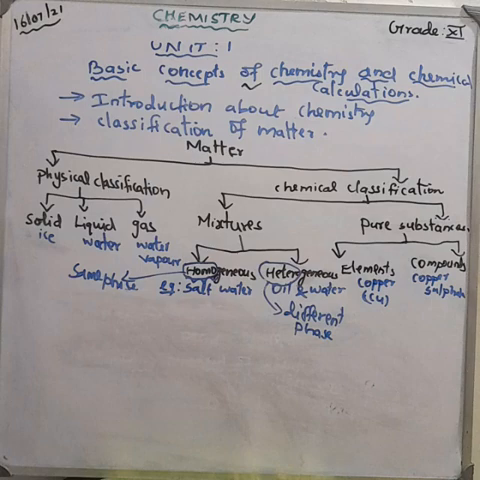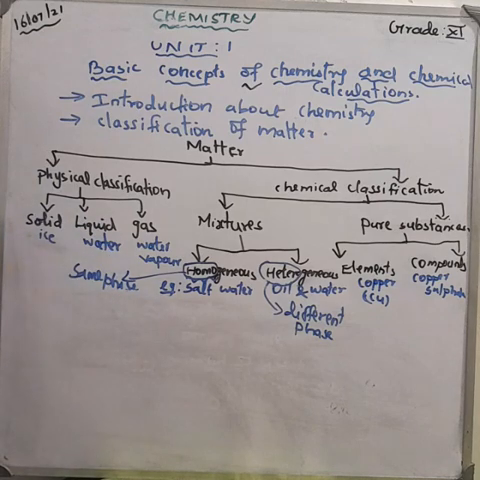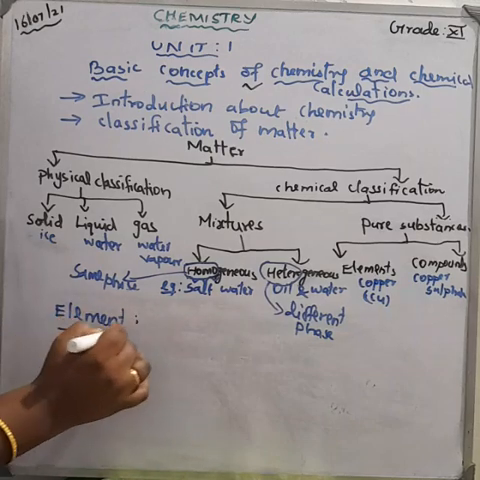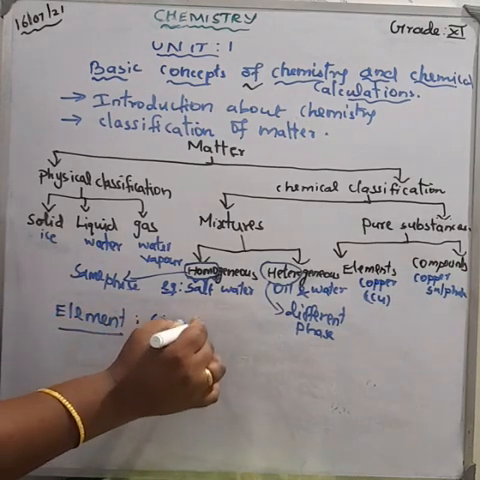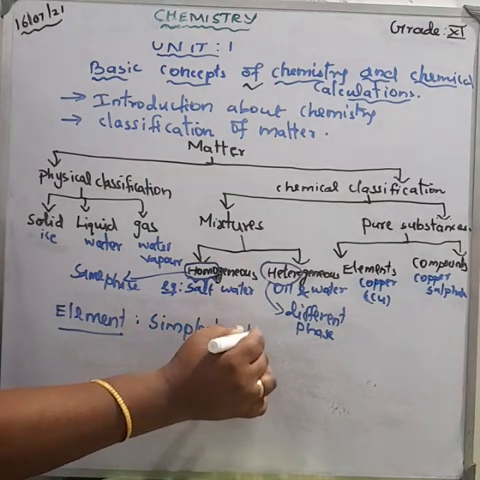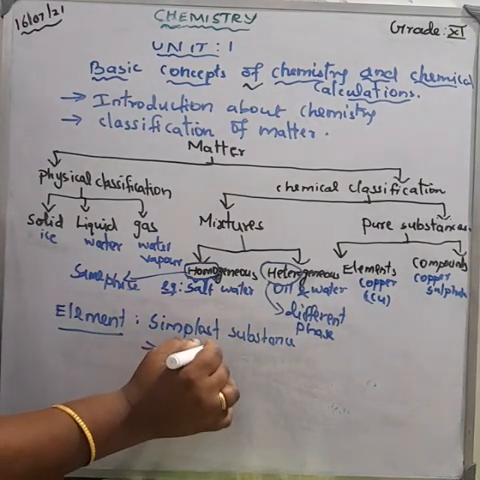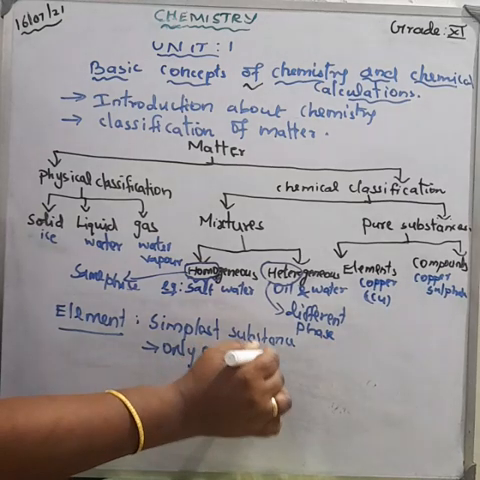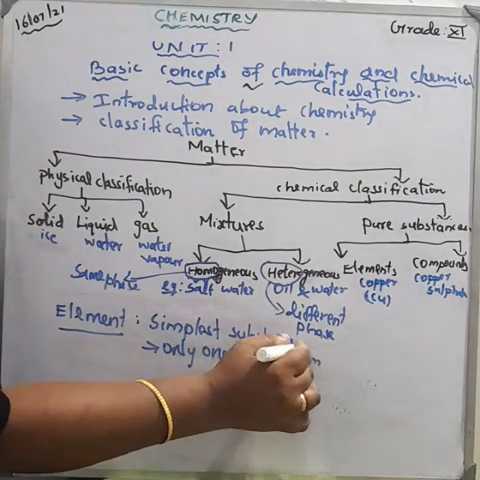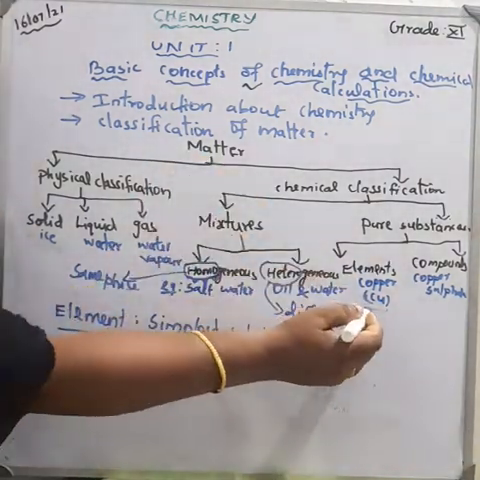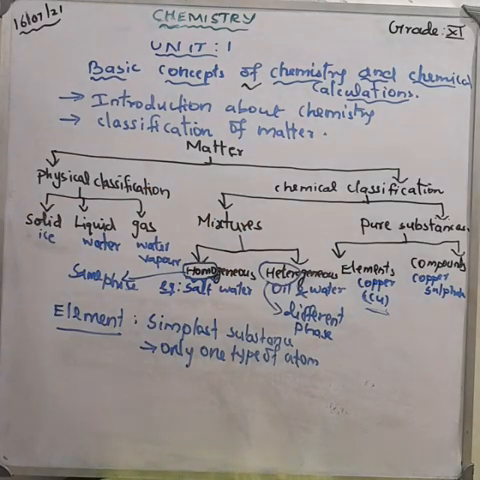Elements and compounds. Here, what do you mean by element? An element is the simplest substance. An element consists of only one type of atom. For example, we take copper, Cu. Copper is an element, a pure substance, with only one kind of atom.